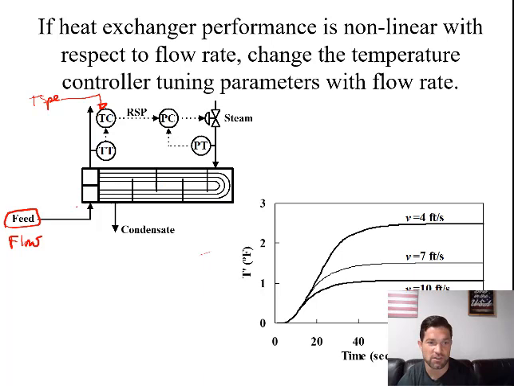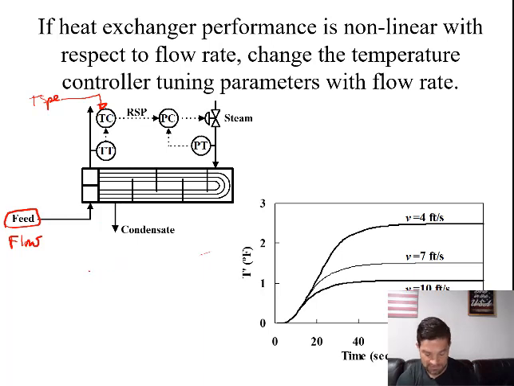For this heat exchanger, we have the feed flow coming in, we're measuring the feed coming out, and we're going to vary the steam pressure to achieve the heating that we need to keep this at our specified value. The steam will condense and come out as condensate.